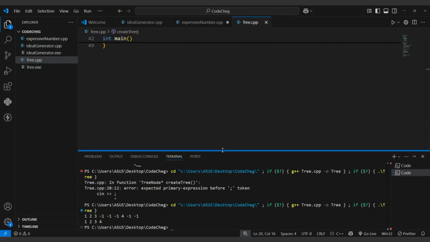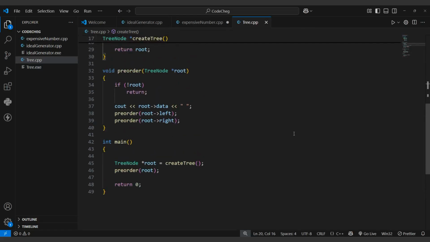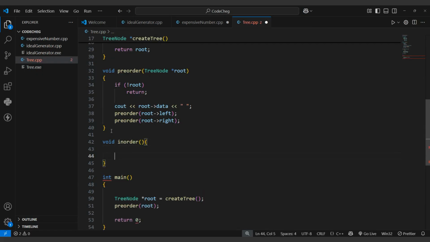Class, is it clear up to this point? This is pre-order. Now class, you have to create in-order and post-order.